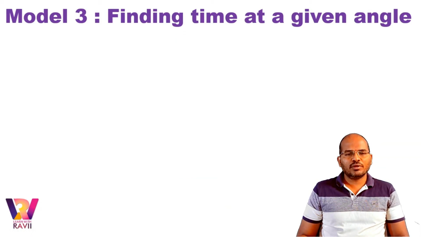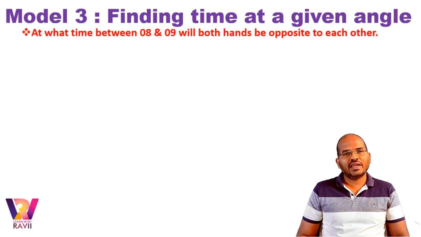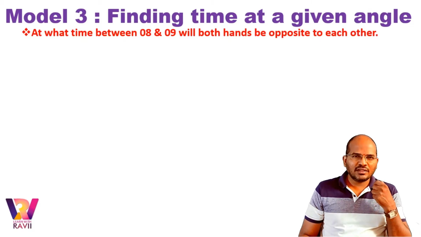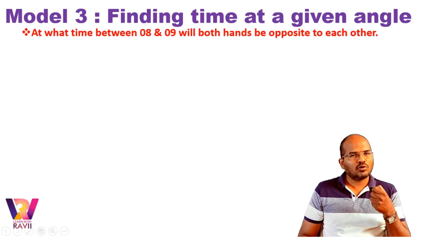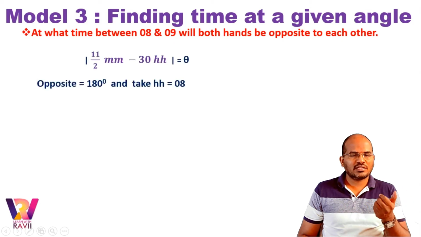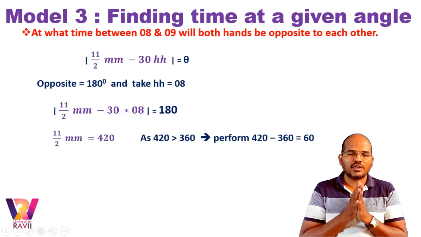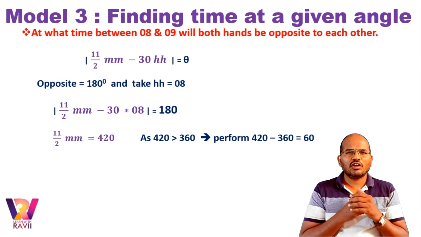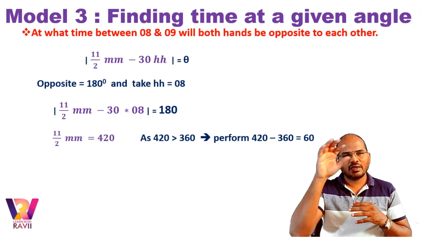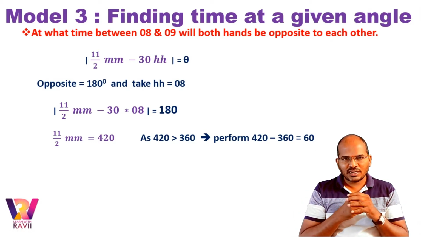Now the third example: at what time between 8 and 9 will both hands be opposite to each other? The same example, and I have taken this example because we have a small change here. What is that? The angle is 180, hh is 08. Now plug in the values. Now you get 11 upon 2 mm as 420. You cannot have 420 because the maximum angle in a clock is 360 degrees.